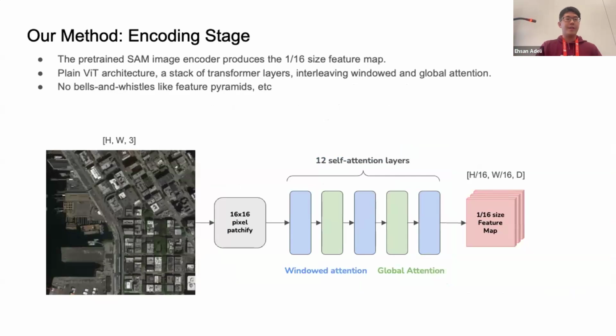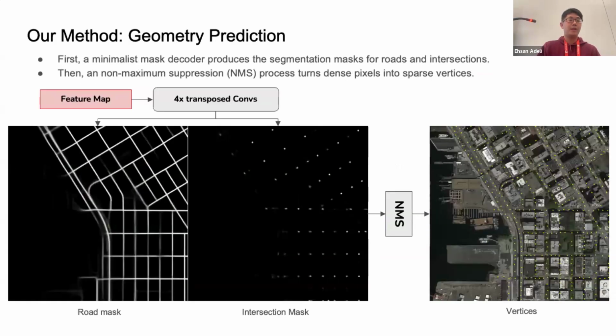So the encoding stage is basically we take the pre-trained image encoder from the Segment Anything Model. This is basically a plain ViT structure. It is a stack of transformer layers interleaving the windowed and global attention. There are no bells and whistles such as a feature pyramid network, etc. So this encoder produces a feature map of 1/16th of the size of the original image, actually.